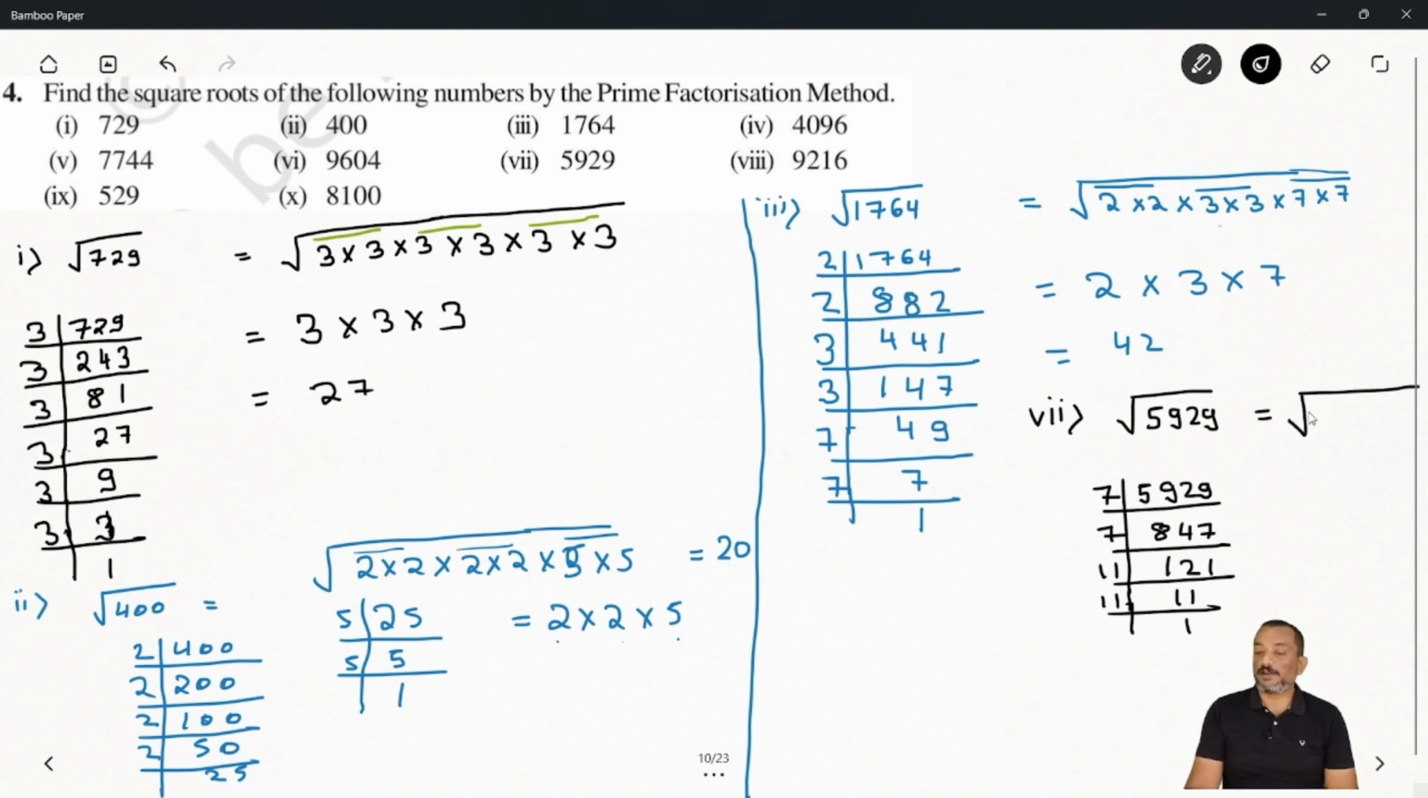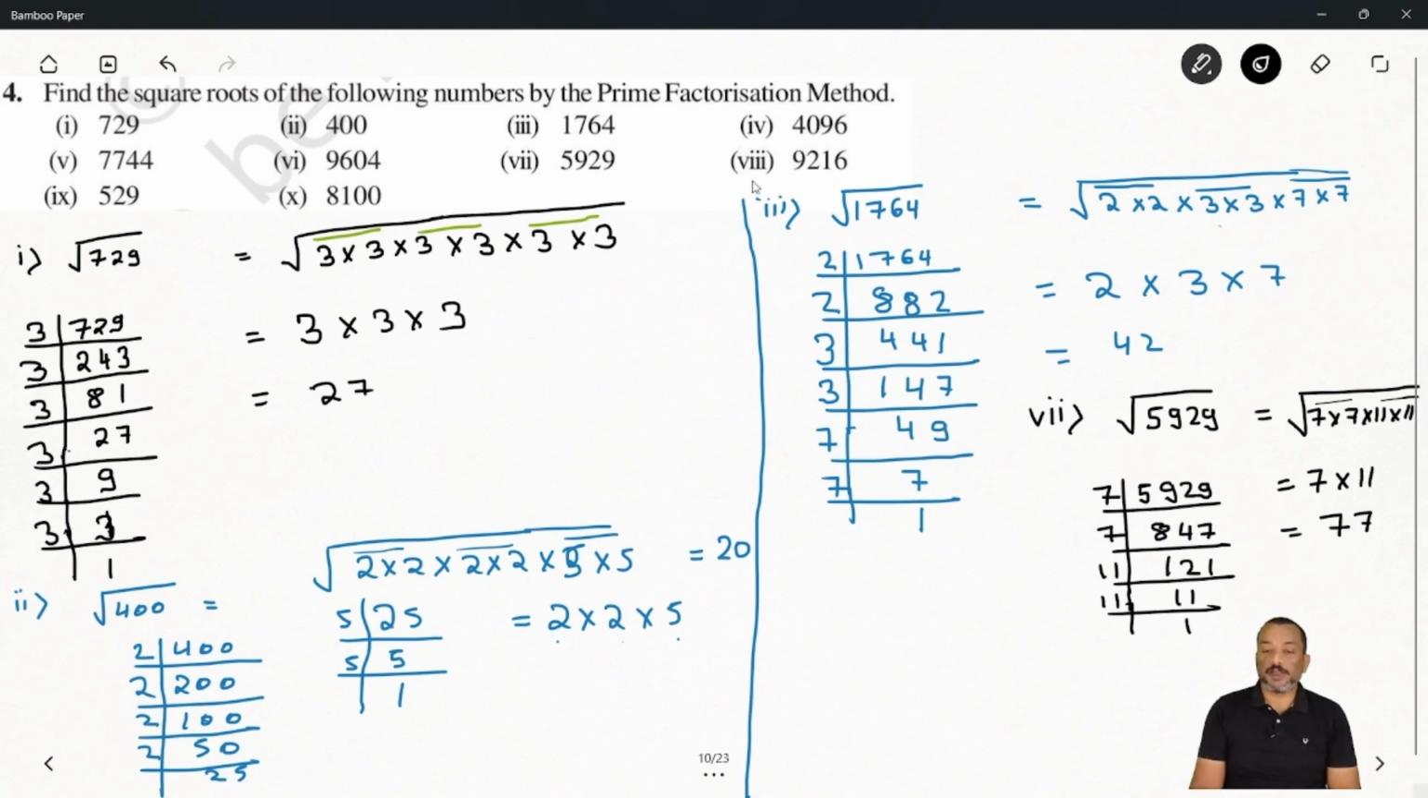So we will write here 7 times 7 and 11 times 11. So you can say it is coming in pair. So what will come outside? 7 times 11, which means the square root of 5929, we will get 77. So hope you have cleared the 4th question.